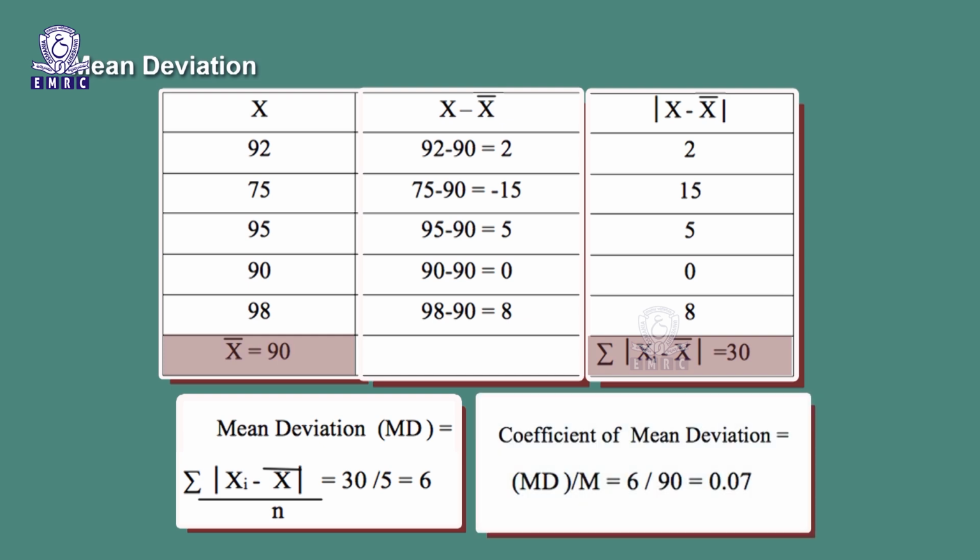The coefficient of mean deviation is calculated by the formula MD divided by M, where M is the mean. So, 6 divided by 90, which is equal to 0.07.